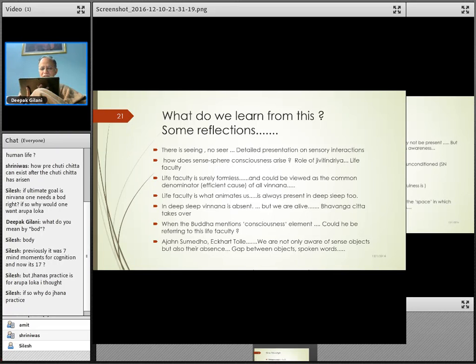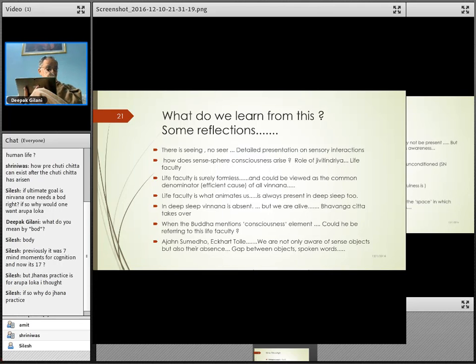And this life faculty is actually the efficient cause of all that we are doing or seeing. We are alive, that's why we are seeing. We are alive, that's why we are doing. Isn't it? And this life faculty is like a force, it's a formless thing. And it could therefore be seen as the efficient cause of all the vijnanas.